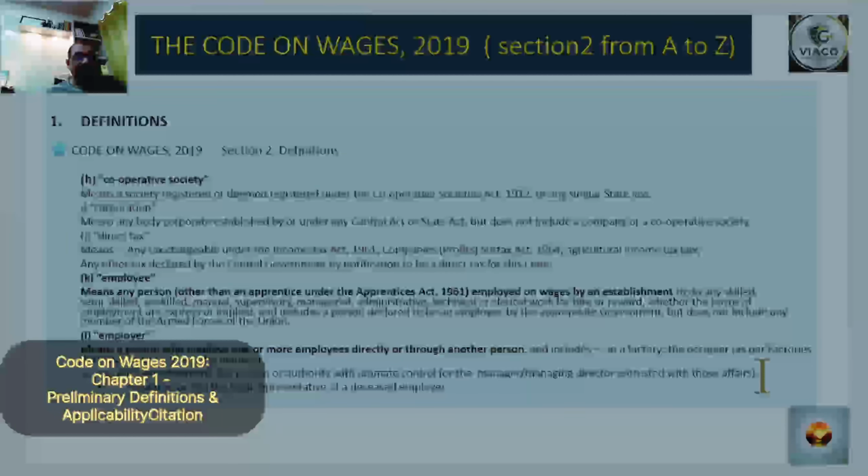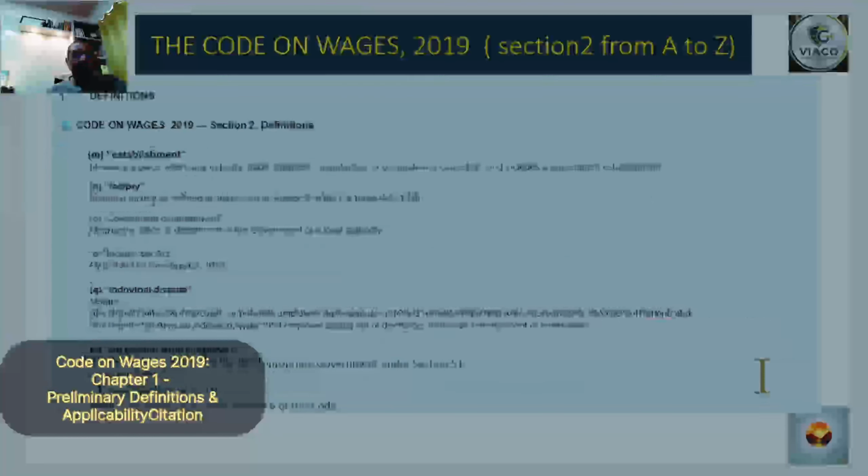Now, employer means a person who employs one or more employees directly or through another person. So who is the employer? Who basically employs one or more employees directly or through another person, including in a factory the occupier as per the Factories Act, and we name the manager. Okay. Now, in any other establishment, the person or authority with ultimate control, the manager or managing director entrusted with those affairs, a contractor, and a legal representative of a deceased employer.